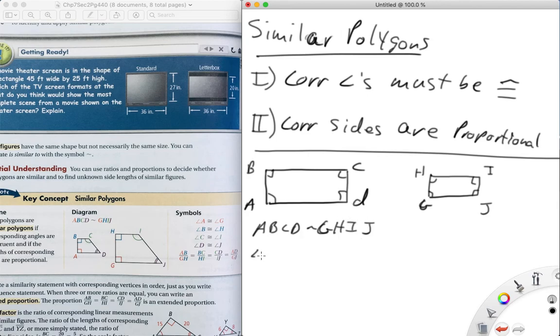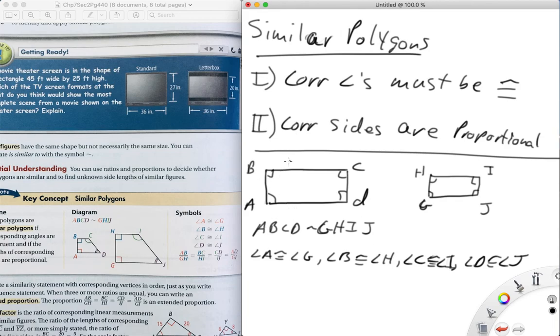So angle A is congruent to angle G. Angle B is congruent to angle H. Angle C is congruent to angle I. And angle D is congruent to angle J. But not only that, their corresponding sides are proportional.